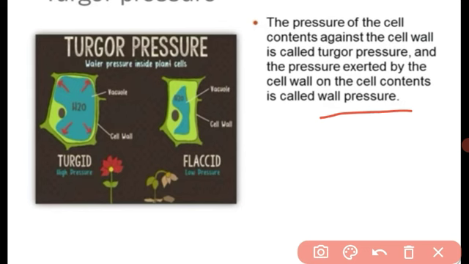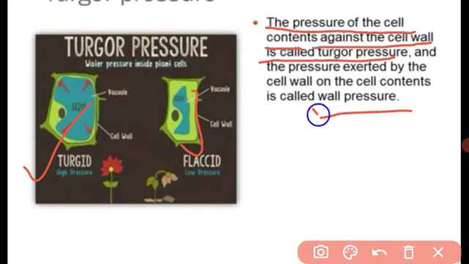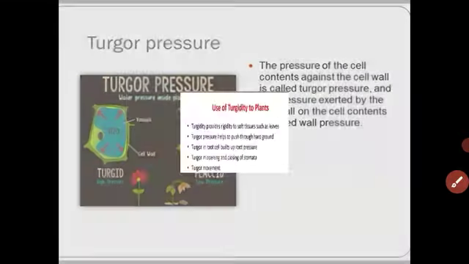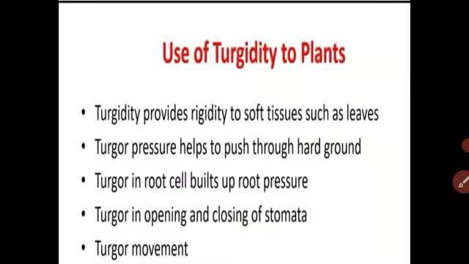Turgor, again I will repeat it. Turgor pressure means the pressure of the cell content against the cell wall. This pressure is called the turgor pressure. See, and the wall pressure means the cell wall exerts pressure on the cell content. It is called the wall pressure. Understood, student? Turgidity is a very important, very useful term for the plant.